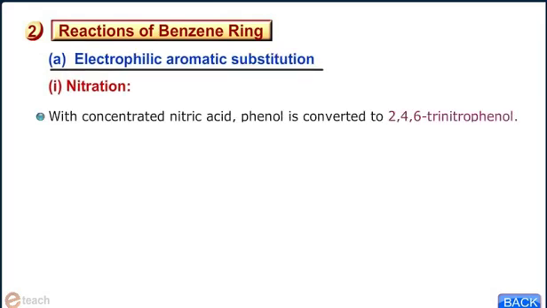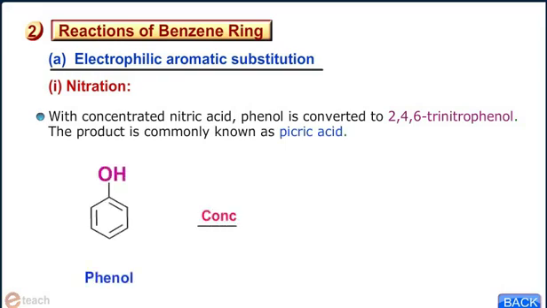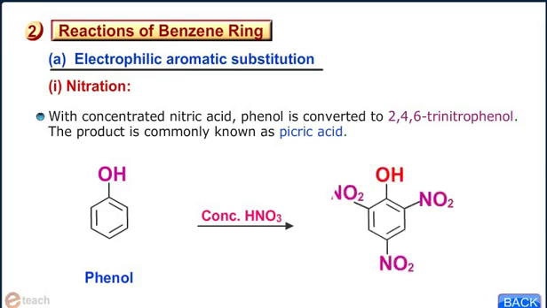With concentrated nitric acid, phenol is converted to 2,4,6 trinitrophenol. This product is commonly known as picric acid. Consider the reaction C6H5OH in presence of concentrated HNO3 gives picric acid.